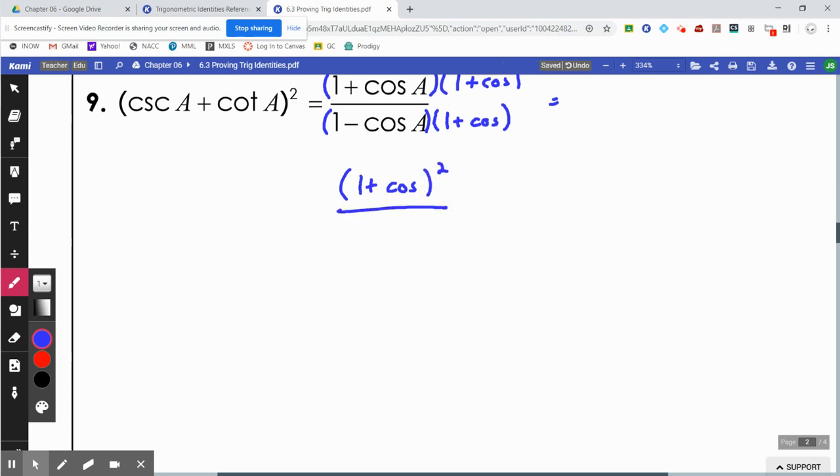And then on bottom, you have conjugates, which would be 1 times 1, which would be 1 minus cosine times cosine, which is cosine squared. And we know that that can be replaced with sine squared. So we now have 1 plus cosine all squared on top, and we have a sine squared on bottom.